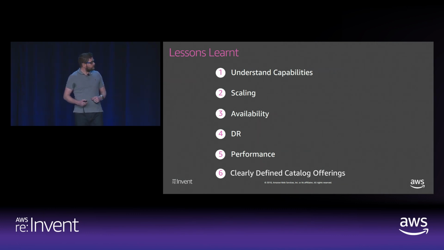And finally, we have also learned about how we can then clearly define our catalog offerings. So what we can actually give to our clients and customers and clearly define that out from an aspect of the amount of compute and storage, as well as the RDS class and instance type itself. And that will also help us moving forward from a chargeback model perspective as well.